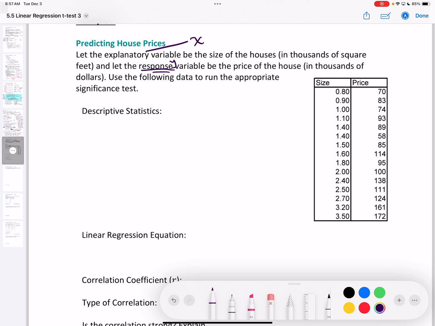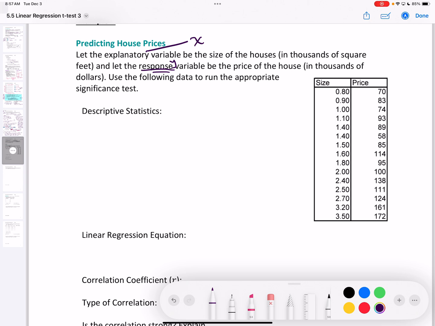All right, so let the explanatory variable be the size of the house in thousands of square feet, and let the response variable be the price of the house in thousands of dollars. Does that make sense to you, why we would let X be the house size and Y be the price? Do you think the price depends on the house size? Typically, yes. Okay, use the following data to run the appropriate significance test.